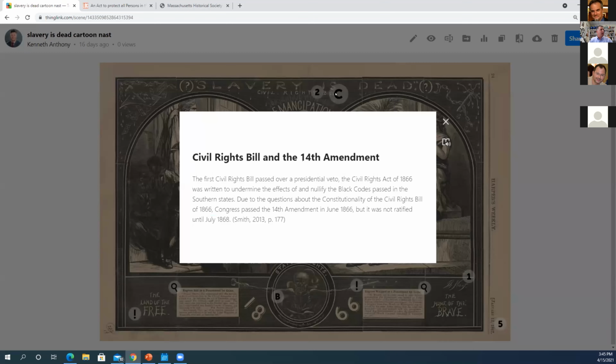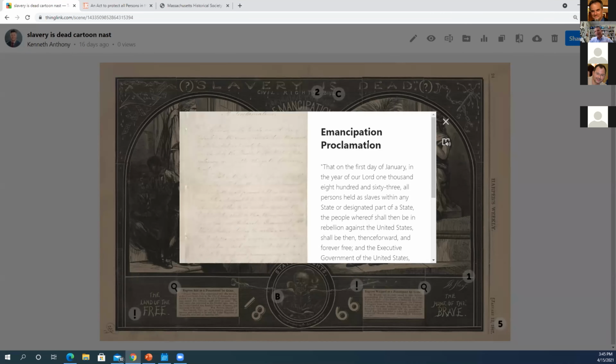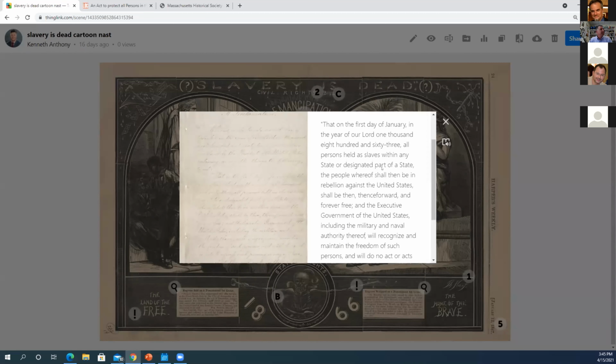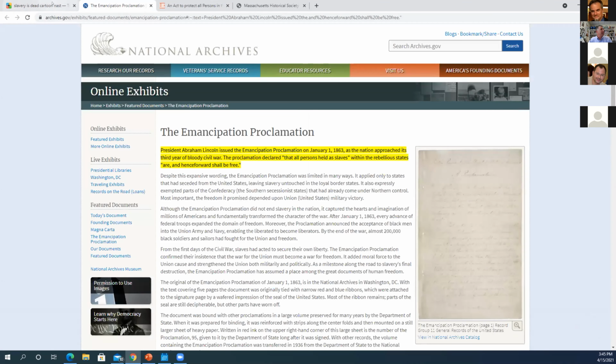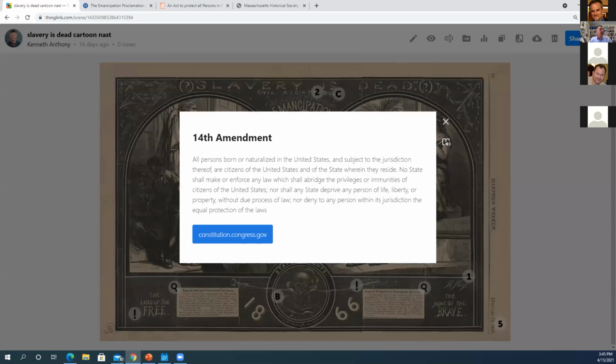And if you want to know a little bit more about the background of it, it was passed over presidential veto. It nullified the black codes. And then because they weren't sure if it was constitutional, they said, well, let's just change the Constitution, which led to the 14th Amendment. And so if we want to know what the 14th Amendment is, I think we can find one of those too. Got the Emancipation Proclamation from 1863, the initial one in September 1862, the final one in January of 1863. And so you can get a link to that, a little bit more information about the Emancipation Proclamation if you wanted that information. And then the 14th Amendment.